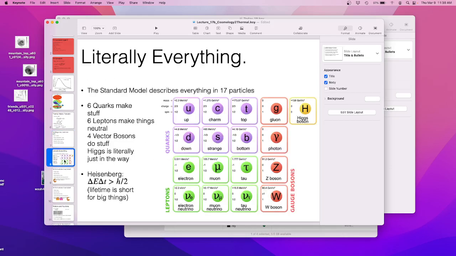So birth and death of what? So this is literally everything in the universe that we know about. And I mean all of it. Everything that we know exists in the universe is on this chart.